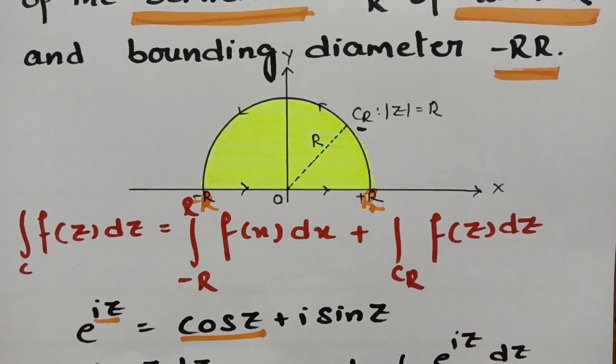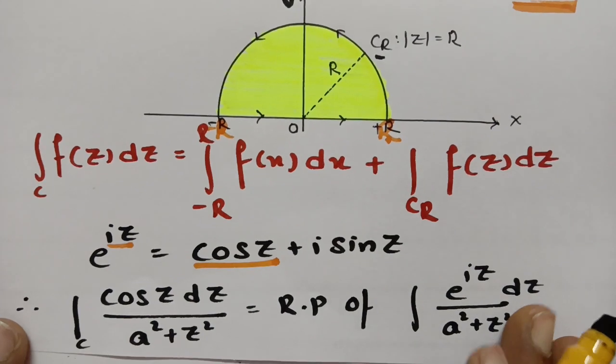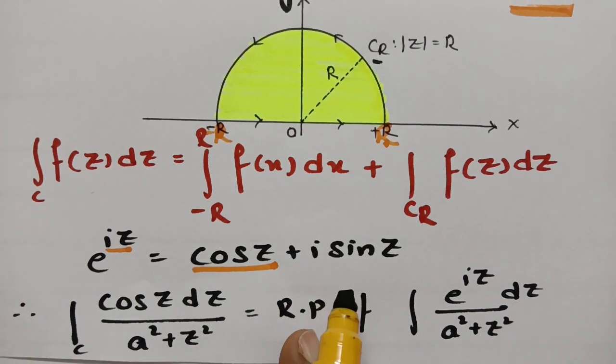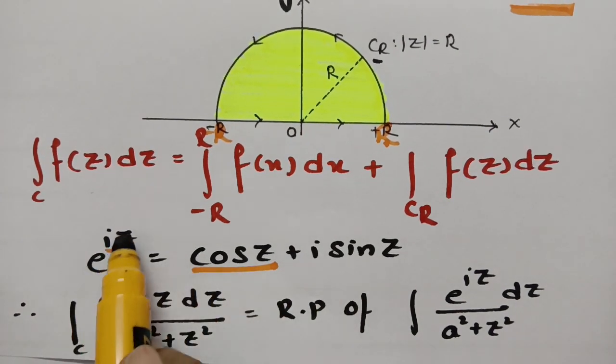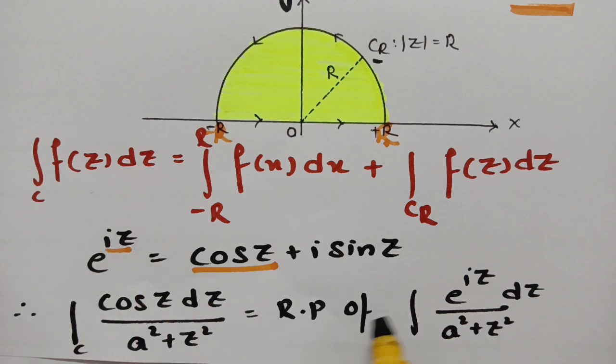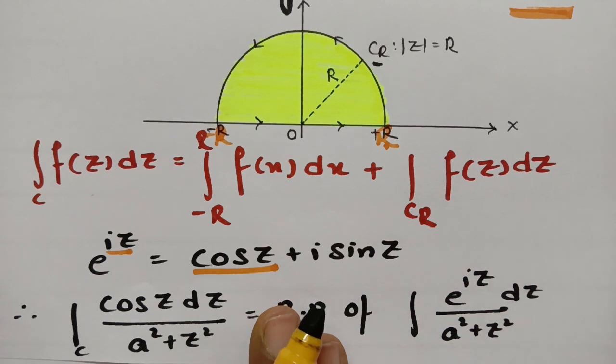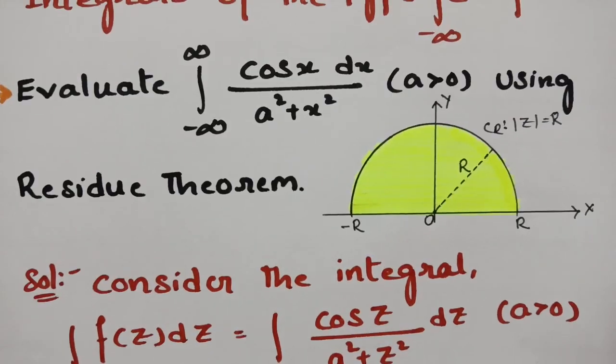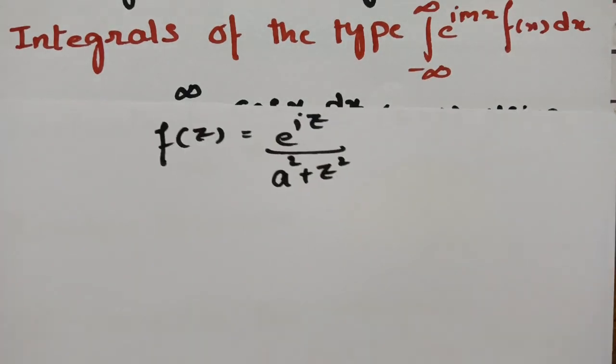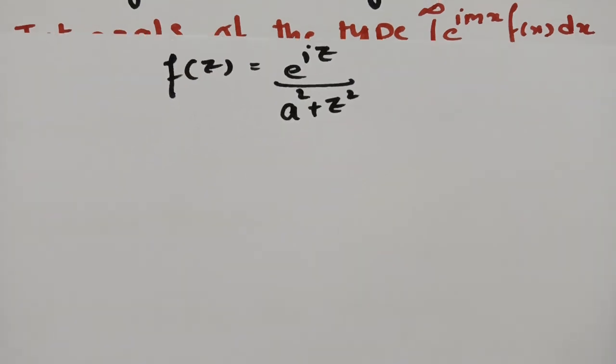As you know, e power i theta is nothing but cos theta plus i sin theta. So here e power i z can be written as cos z plus i sin z. In this question, as we have cos z, I am supposed to write this as the real part of e power i z. In place of cos z I am writing the real part of e power i z by a square plus z square dz. Now our f of z is transformed as f of z equals e power i z by a square plus z square.